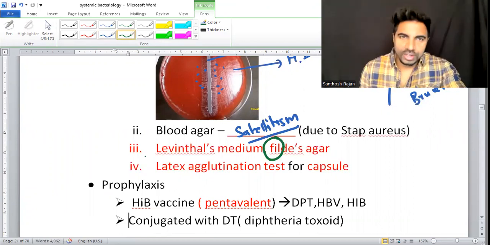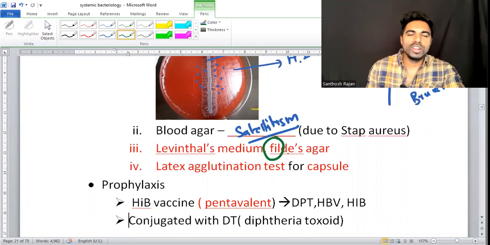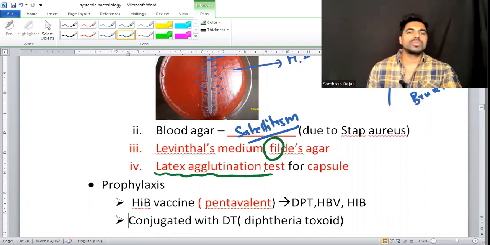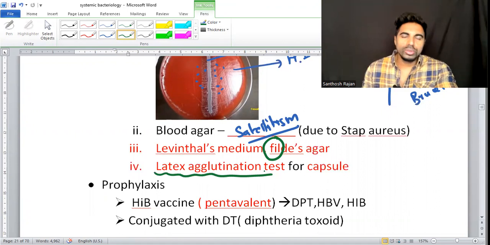Pfeiffer's bacillus. That's also the agar medium. Fildes agar, you can say. And Levinthal medium also. Of course, for capsule rapid test, you do latex agglutination. For any capsule, if you want to detect a capsule, the best is you do the latex agglutination test.